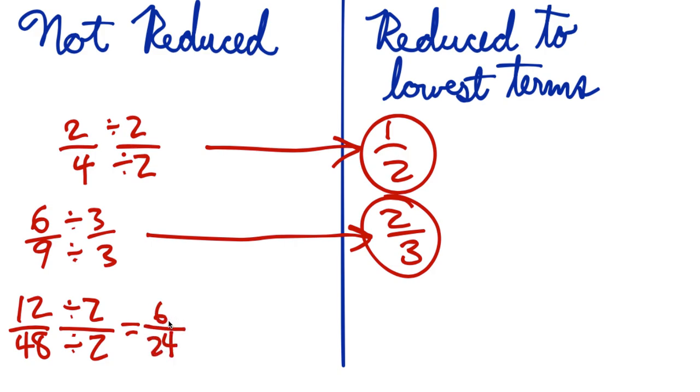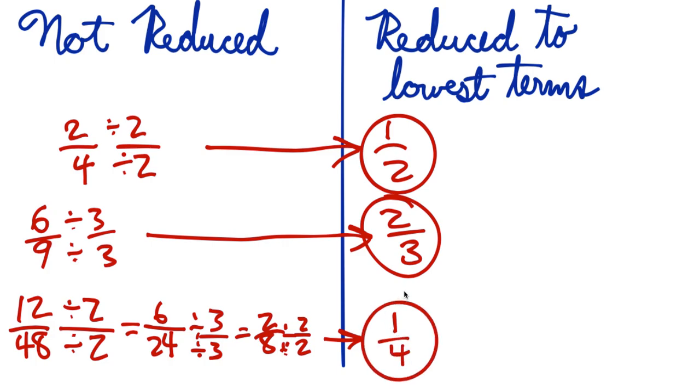Yet this can be further reduced by dividing numerator and denominator by 3 over 3. That then becomes 2 over 8. And then you're like, hey, man, that can still be divided by 2 over 2. And if I do that, then I have 1 over 4. So the fraction 12 over 48 in lowest terms is 1 over 4, or 1/4.